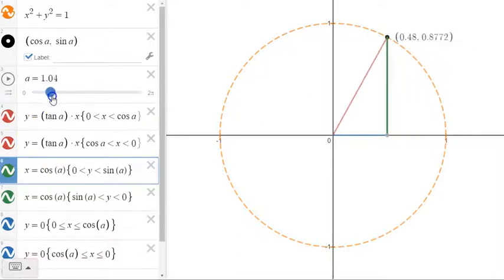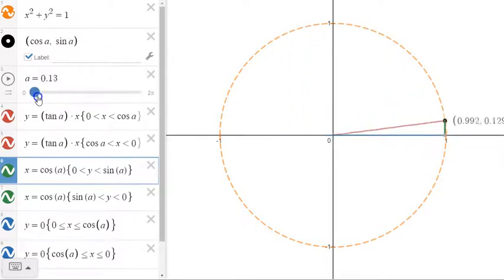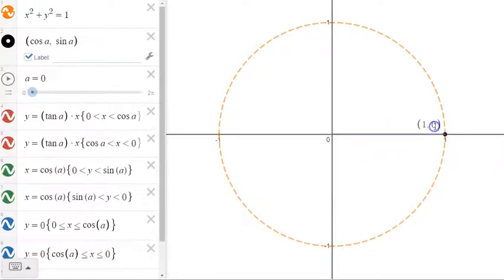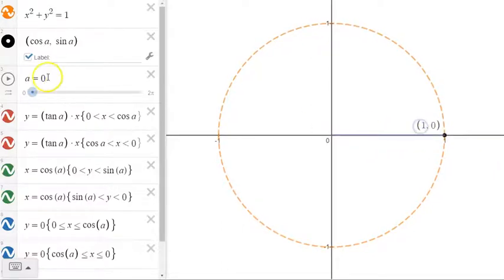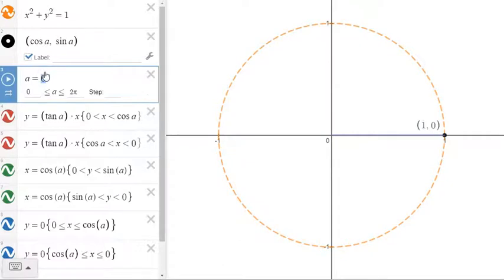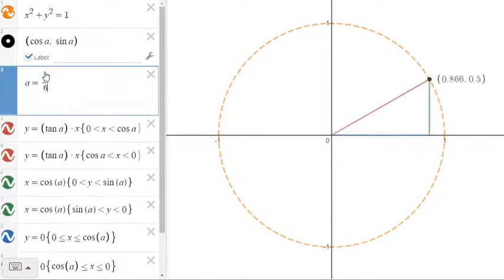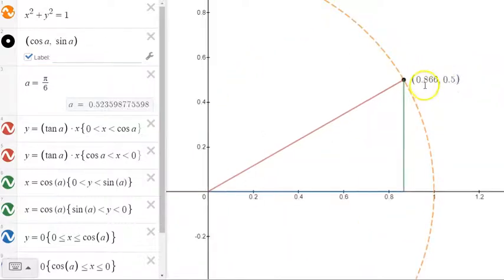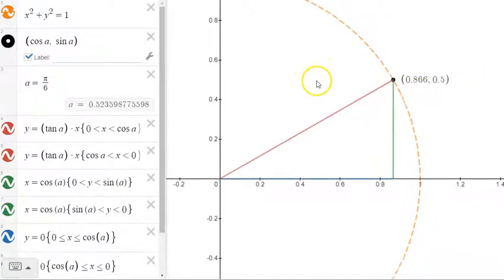So say, for example, if we've got a value of 0, then our sine function is going to output a value of 0, and our cosine is going to output a value of 1. Now, what about if we had, say, pi over 6, so 60 degrees? If we put that in our calculator, we're going to get √3/2 for the output of our cosine function, or 0.866, and 0.5 for our sine function.